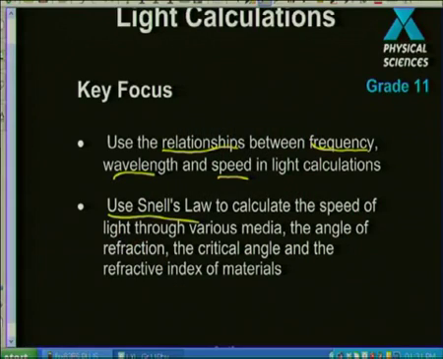And we're going to use Snell's law to calculate the speed of light through various media. That's different materials. We're going to use it to calculate the angle of refraction, the critical angle, and the refractive index of various things.